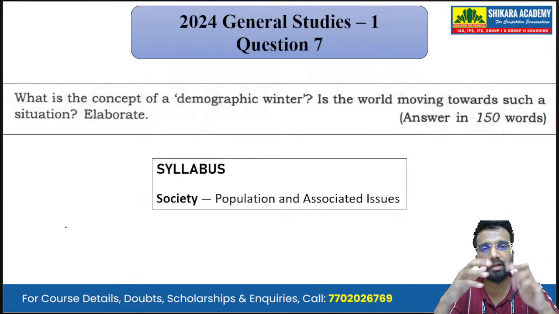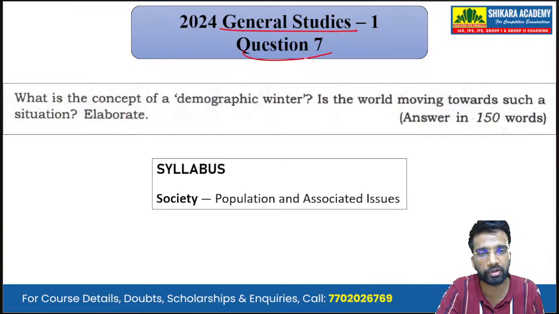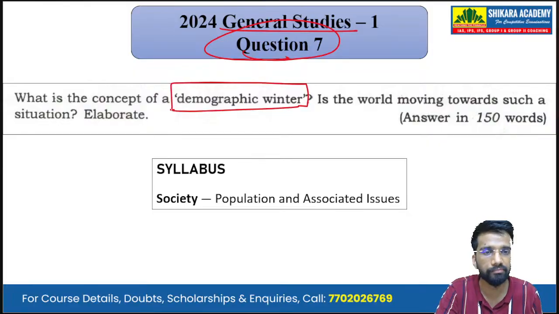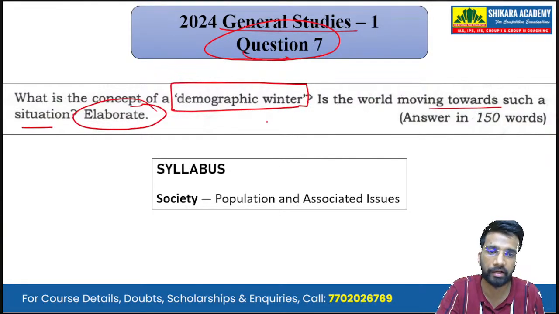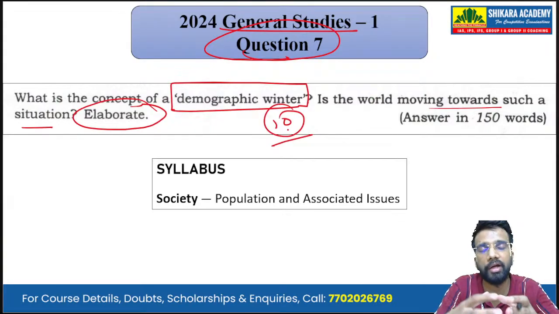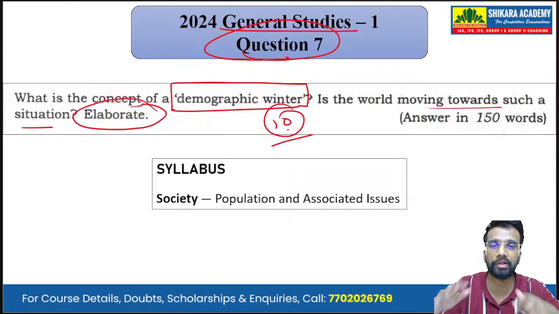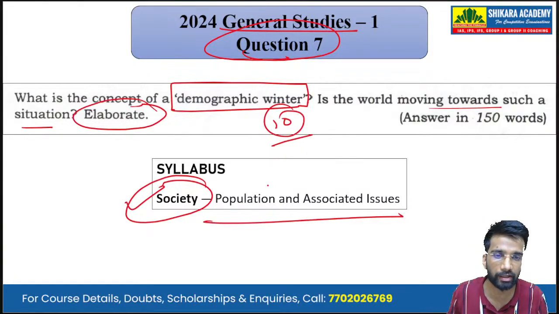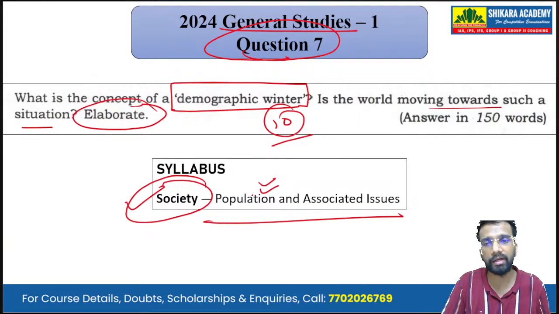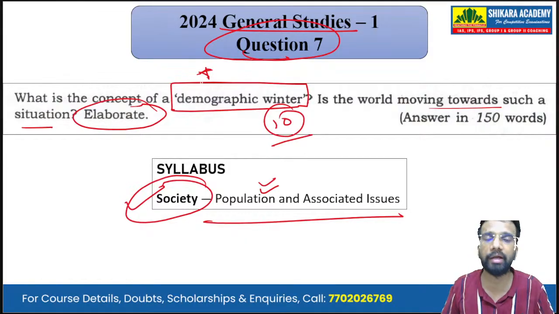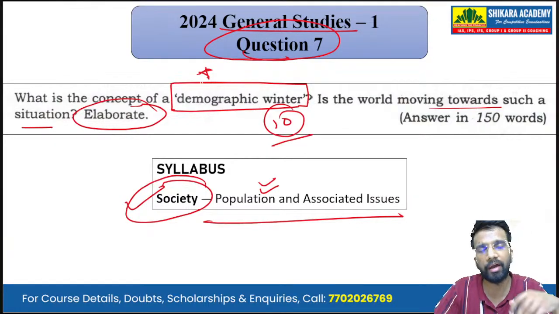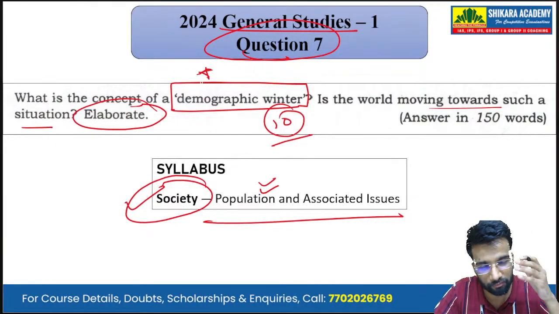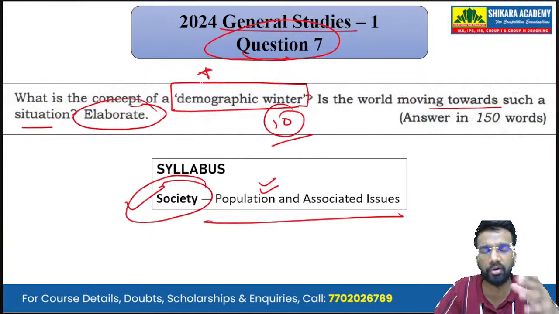Moving on to the next question, that is 2024 GS paper 1, question number 7. What is the concept of demographic winter? Is the world moving towards such a situation? Elaborate. A 10-mark question that has to be answered in 150 words. Mapping it with the syllabus, it has been asked from the subject of society, and the topic is population and its associated issues. It is directly asking what a demographic winter is, and we have to elaborate whether the world is moving towards a demographic winter or not.